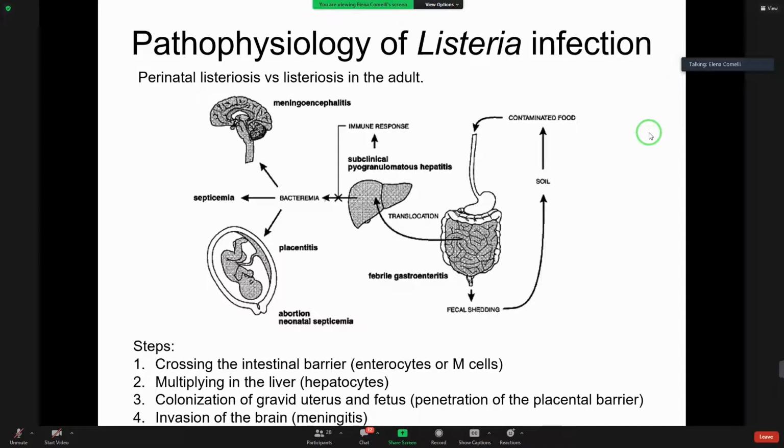It can lead to infection in the brain, in the central nervous system, and result ultimately in paralysis. But as I mentioned earlier, in pregnant women, it may gain access to the fetus and result in abortion or stillbirth.